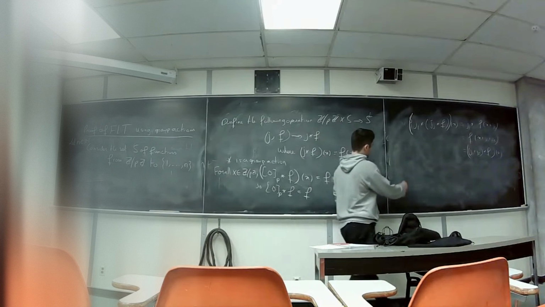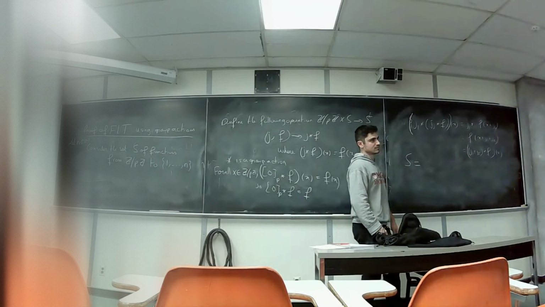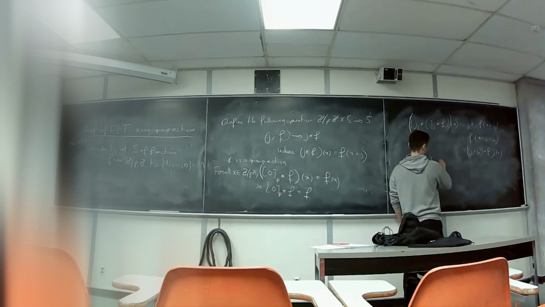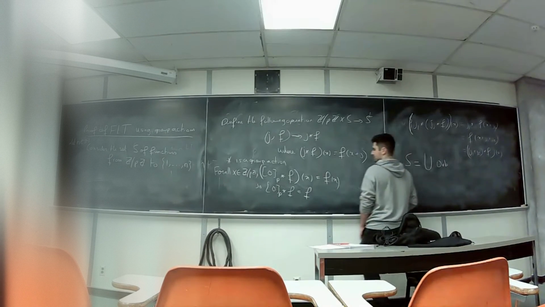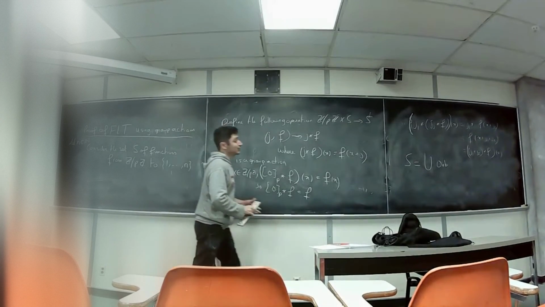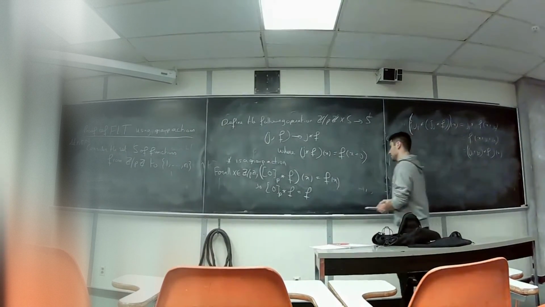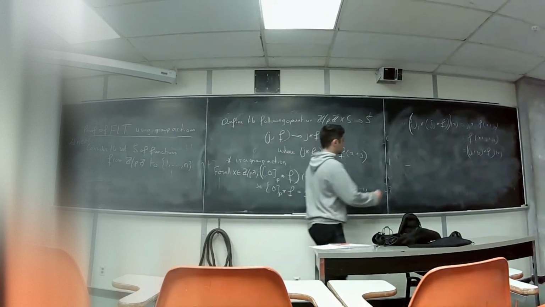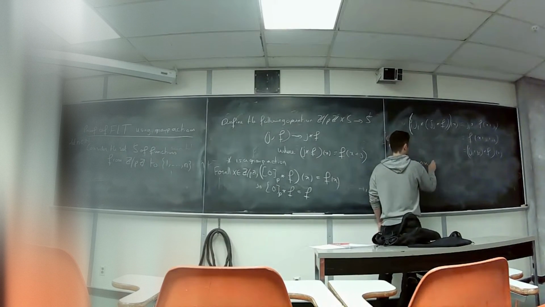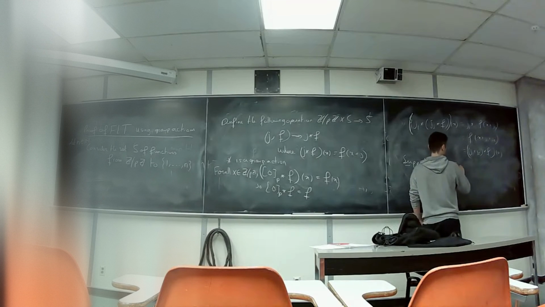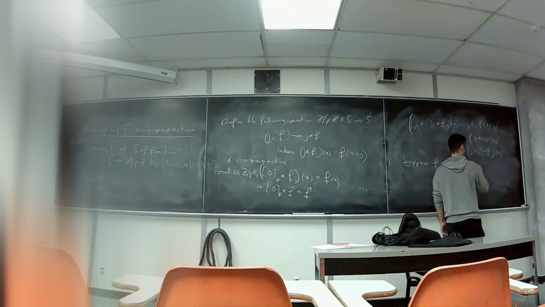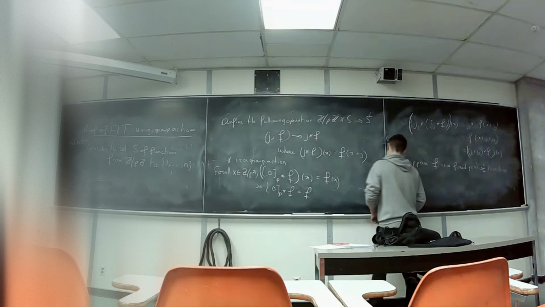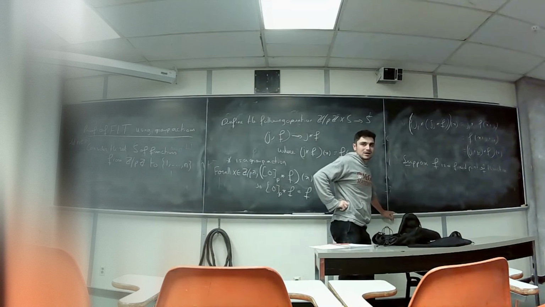Now, S is a disjoint union of orbits. We don't have to use that, but let's compute the set of fixed points. What is the set of fixed points of this action? What can I say about that?